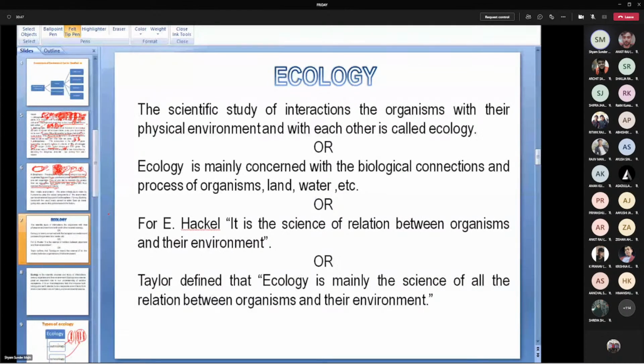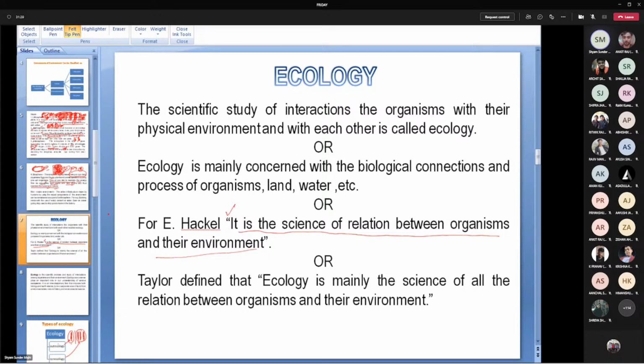So listen, what is the meaning of ecology? Just two lines, look here. It is the science of relation between organisms and their environment, no more. If the definition is asked, there is no need to write more. It is the science of relation between organisms and their environment. On the other hand, Taylor proposed the same thing: ecology is mainly the science of all the relations between organisms and their environment. Anyone you can write, no problem.